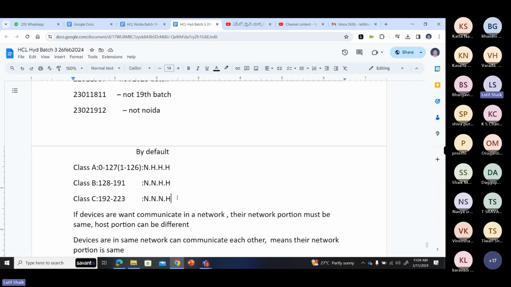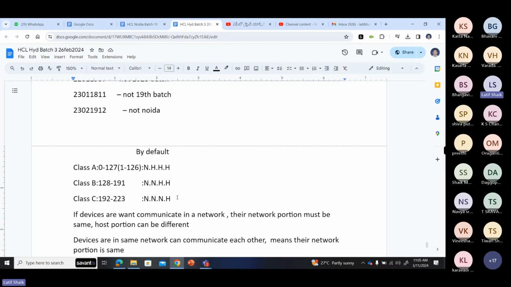Next one is 126. Why not 127? 127.0.0.1 is a loopback or localhost IP address, which is reserved for that purpose, and the entire 127 series is also reserved for loopback or localhost purposes. So we are not using the 0 series and the 127 series. That's why in certain places it is written 1 to 126. The original range is 0 to 127.